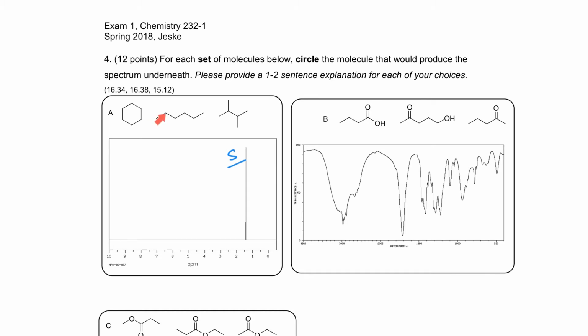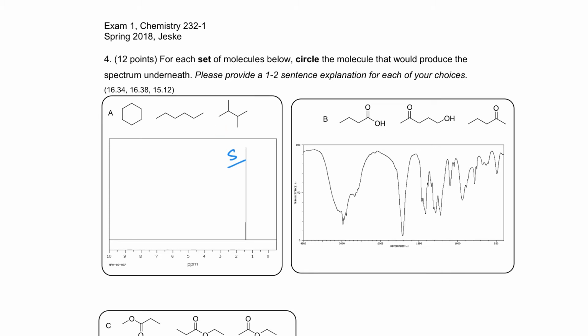This CH2 group would be expected to be probably a sextet. It has 5 neighbors that are different from it. And this CH2 would be expected to be a pentet. It has 4 neighbors that are different from it. So hexane does not make this spectrum. Here we have a little more symmetry here.